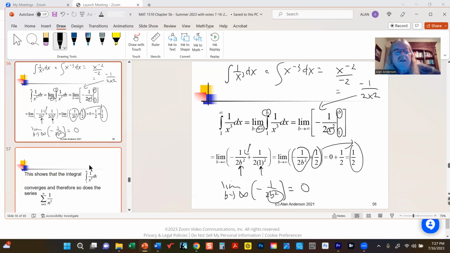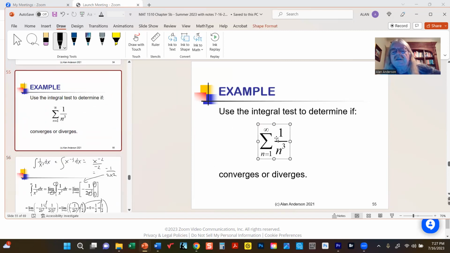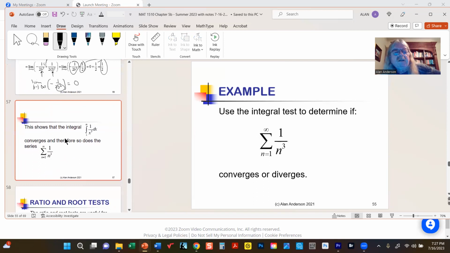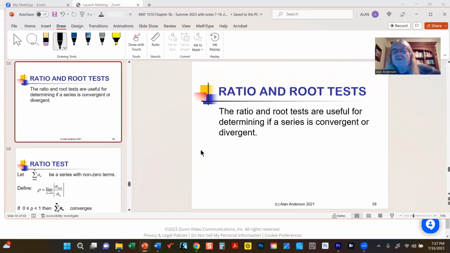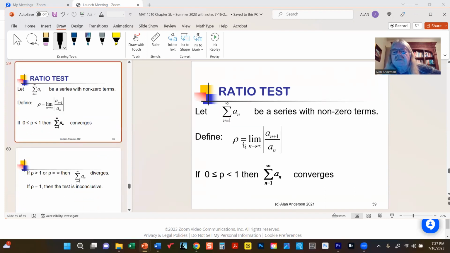So in other words, this proves to us that this integral in the upper left-hand corner converges, which implies that so does this infinite series. Okay. Now we have the ratio and root test. These will prove to be very, very important because they can be used in a lot of different situations. What we're doing here is we're creating a ratio. We're taking the limit, as n goes to infinity, of two consecutive terms in our infinite series. And we're going to define that limit as rho.